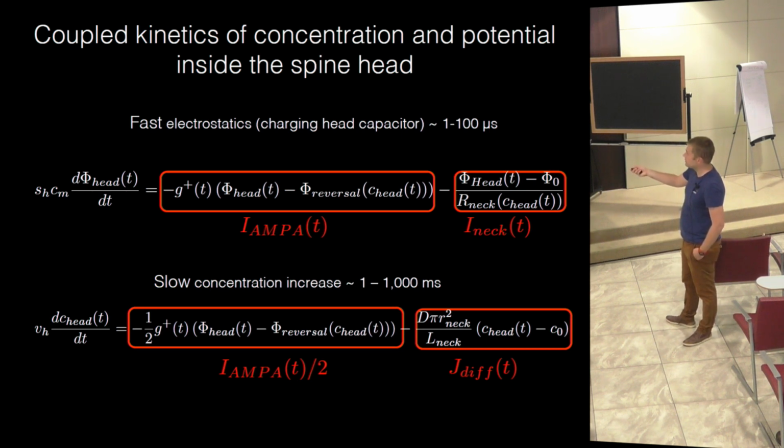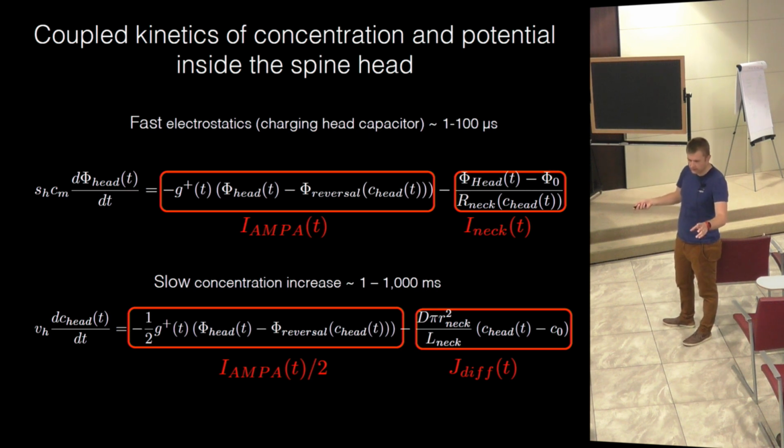So you have this reversal. Based on some hypothesis, you can see that this is a log of C head over C0. And so this reversal depends on C head. And this is the I next, so you have phi head minus phi 0 because we made the hypothesis that the potential in the dendrite is at phi 0, but again, it can change depending on the geometry of the dendritic tree. And this is the R neck, which also depends on C head. So here, everything depends on phi head and C head. So my two variables are phi head and C head.